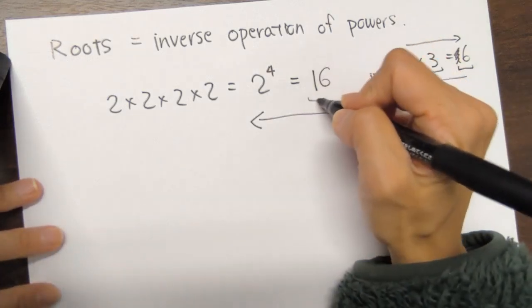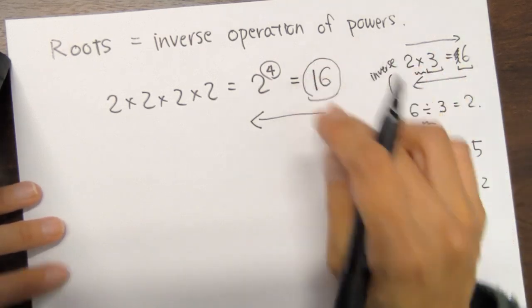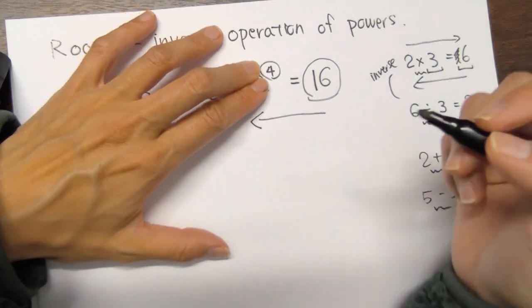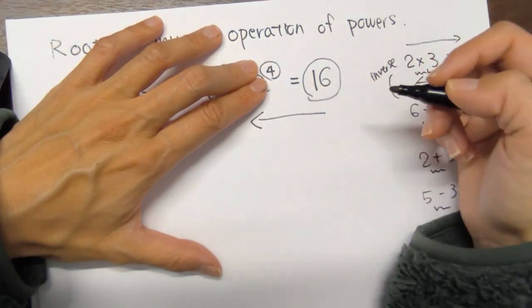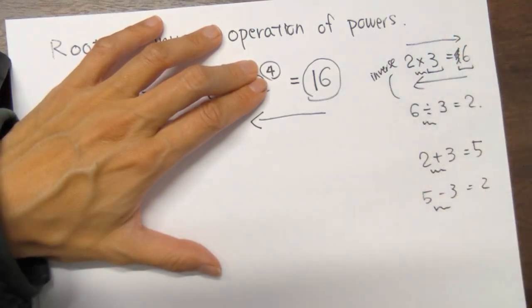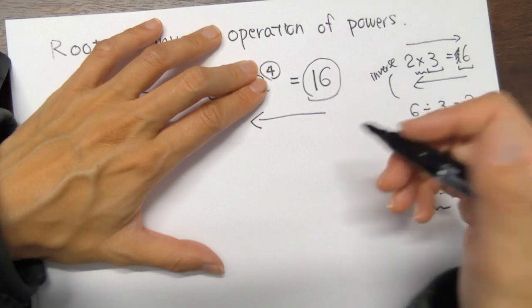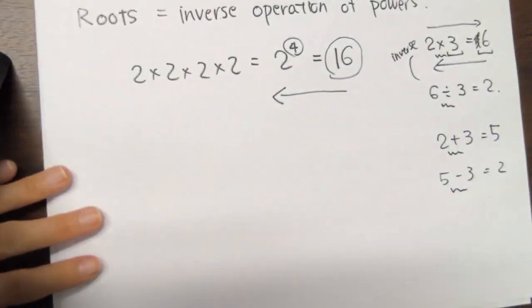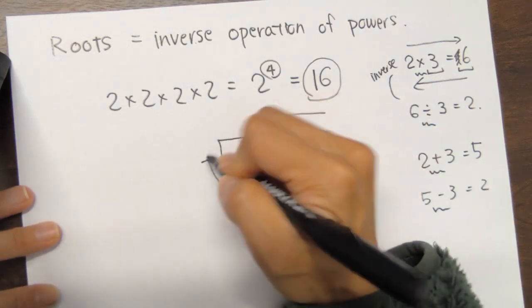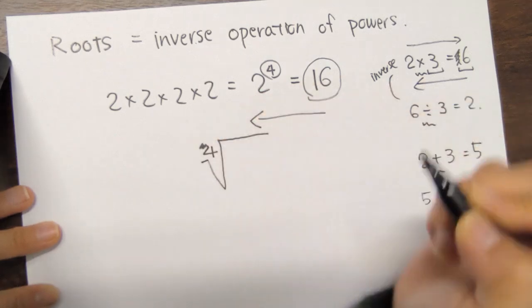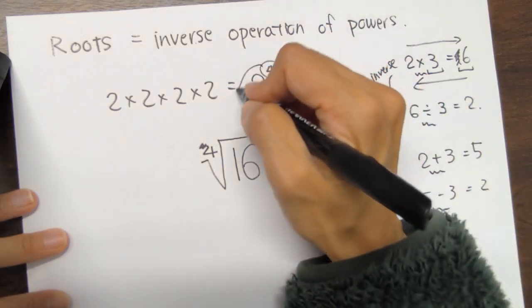You know this and you know this, but you don't know this. So the question is, what number, when you multiply it by itself 4 times, you get 16? And the question can be written with a special mathematical sign that looks like this. And then you put this here. So 16 comes here and 4 comes here.